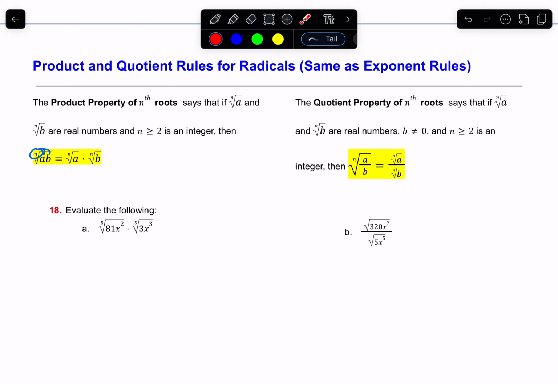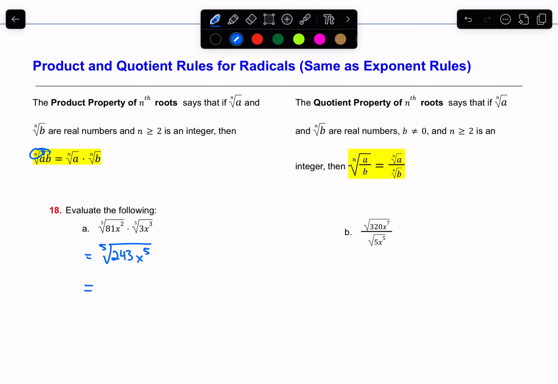All right, so now for number 18, we have the fifth root of 81x squared times the fifth root of 3x cubed, and we want to try to simplify this. So using the product rule right above it, we can put this together to be the fifth root of 81 times 3 is 243, and x squared times x cubed, we saw earlier you add those exponents to get x to the fifth. All right, so now why did we want to do that?